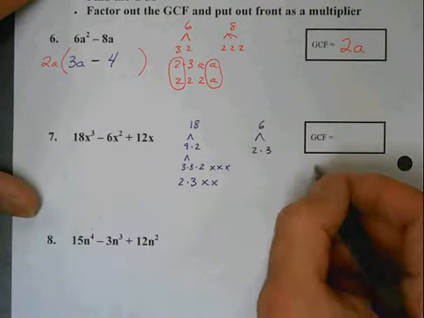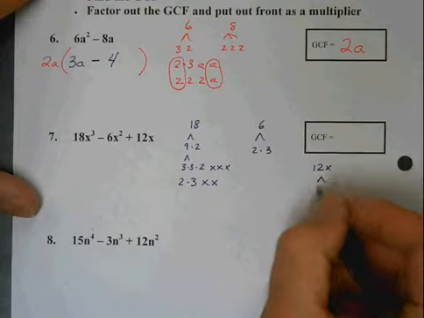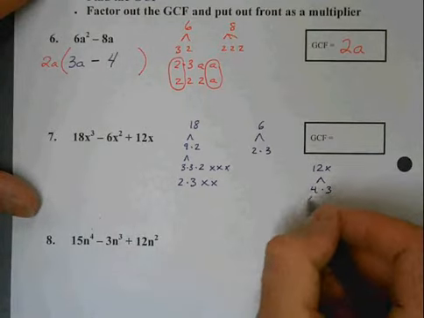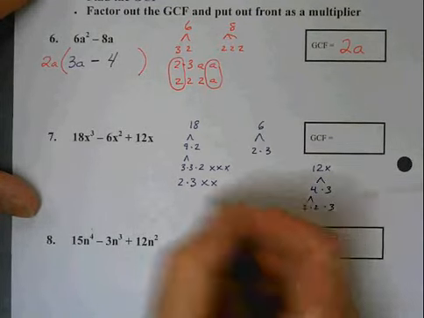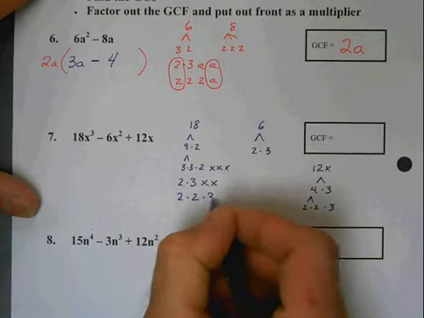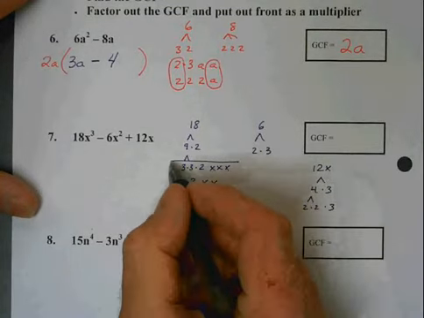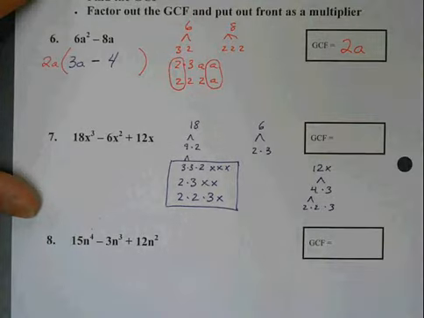And 12x is 4 times 3. That's 2 times 2 times 3. So 2 times 2 times 3 times x. So here are my factored forms.